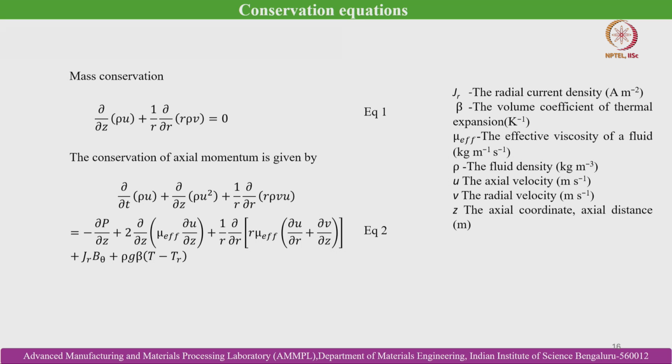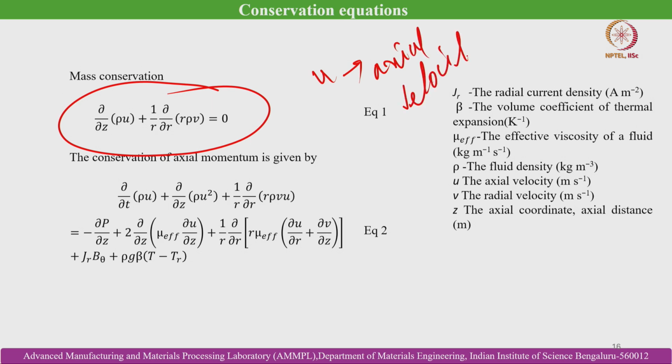So, the mass conservation equation, when we are trying to solve the weld pool in case of TIG welding, you can see that it is in the r theta z coordinate, where theta is not there. So, we are only focusing on 2D, that is r and z, radial and axial direction. So, it is a 2D formulation that is being discussed here. The mass conservation equation is of the following form, that is del del z rho u plus 1 by r del del r rho r rho v. Here u is the axial velocity and v is the radial velocity.